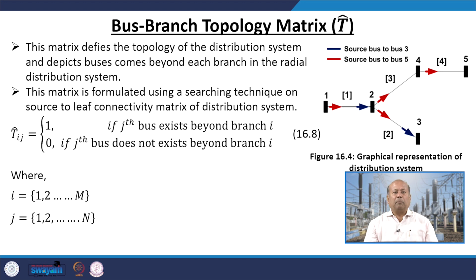Let us move to bus branch topology matrix T. This matrix defines the topology of the distribution system and depicts buses beyond each branch in the radial distribution system. This matrix is formulated using a searching technique on source to leaf connectivity matrix of the distribution system. Now Tij, which is either 1 or 0, is 1 if jth bus exists beyond branch I, and 0 if jth bus does not exist beyond branch I, where I varies from 1 to m and j varies from 1 to n.